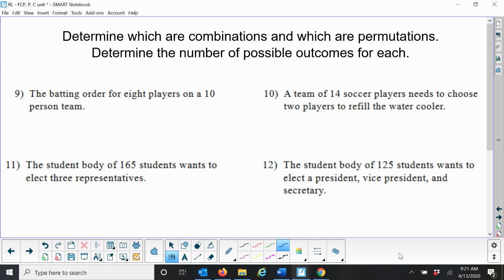All right, combinations and permutations. First we need to determine if it is a combination or a permutation, and then we'll determine how many possible outcomes each of them have. So first, the batting order for 8 players on a 10-person team.